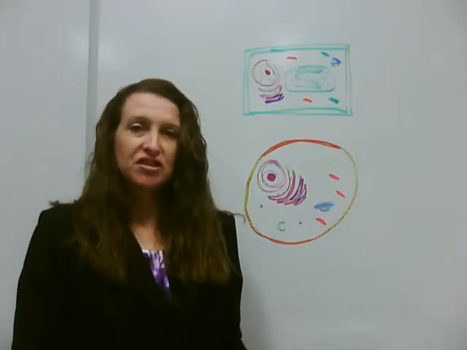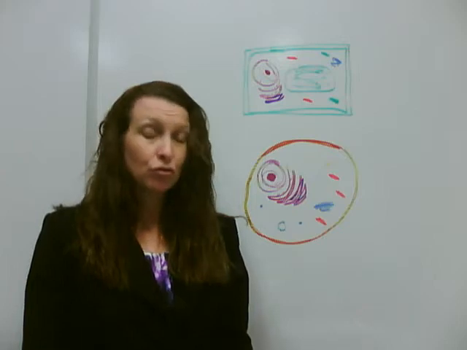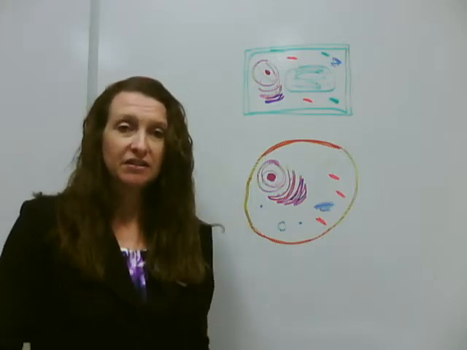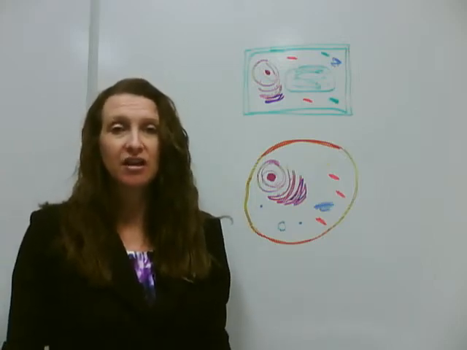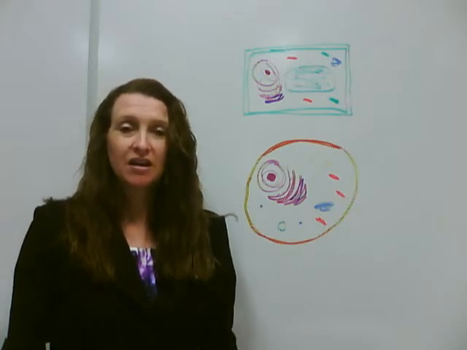Cell wall, as we mentioned, plant cells have that. And chloroplasts are mostly found in plant cells. But again, euglena do actually have chloroplasts, and they are considered an animal cell.